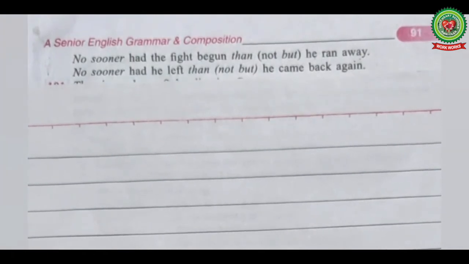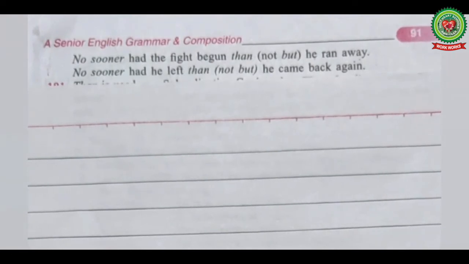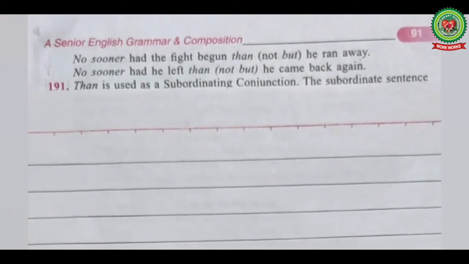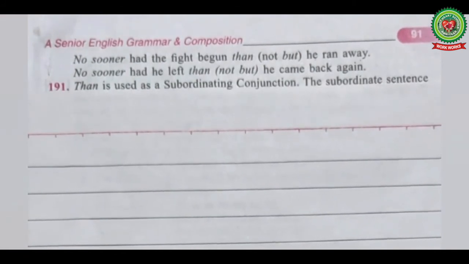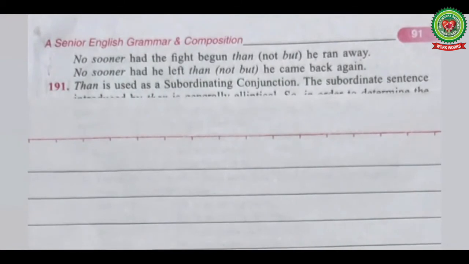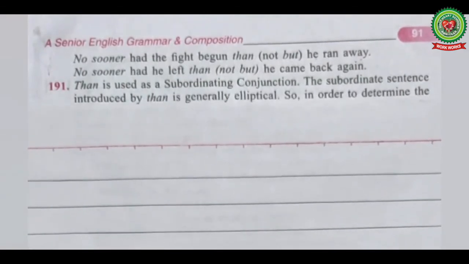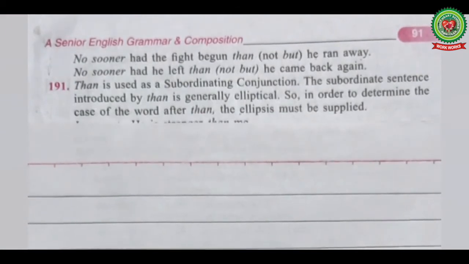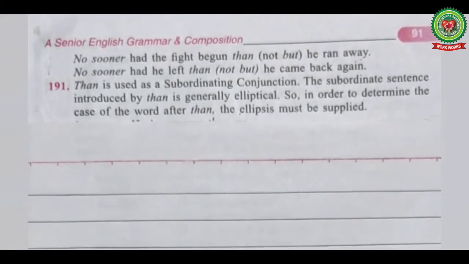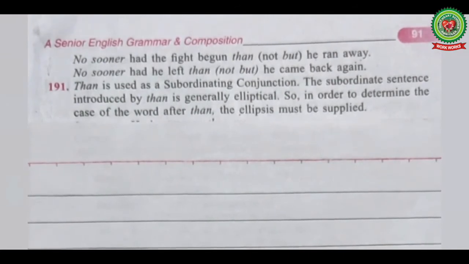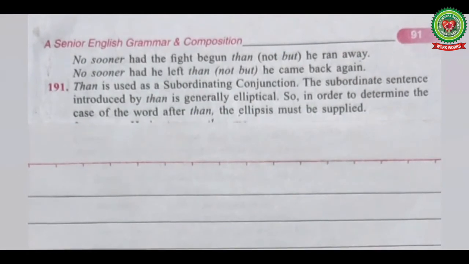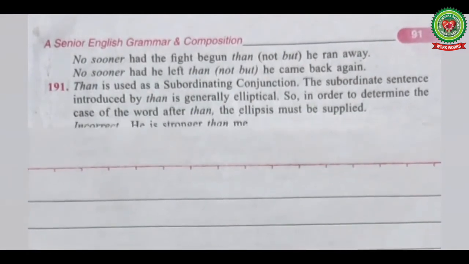Now when did he come back again? He came back again when he left. Further, we have the correct use of than. Now than is used as a subordinating conjunction. The subordinate sentence introduced by than is generally elliptical. In order to determine the case of the word after than, ellipses must be applied. In other words, some words in the subordinate sentences or subordinate clause are left out.